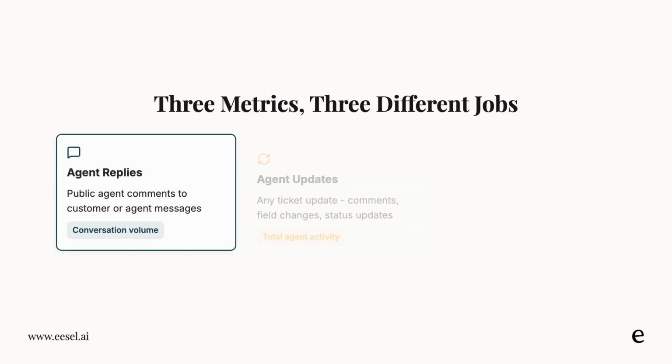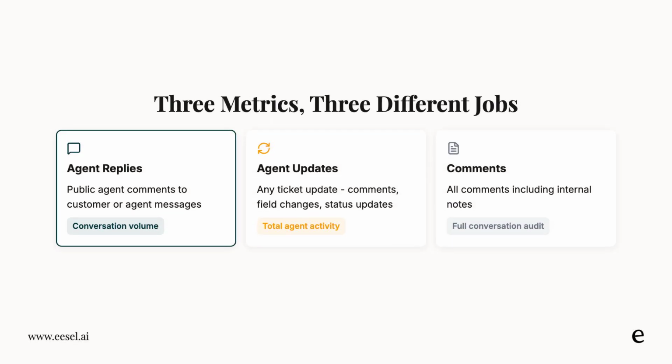There are 3 different metrics you might reach for, and they each count different things. Agent replies counts only public back and forth comments. Agent updates counts every agent action, including field changes and status updates. Comments counts everything, internal notes included. Pick the wrong one and your trigger fires on the wrong events.